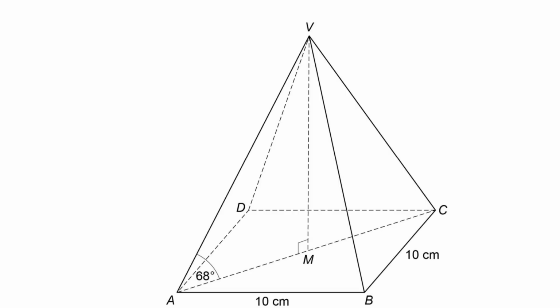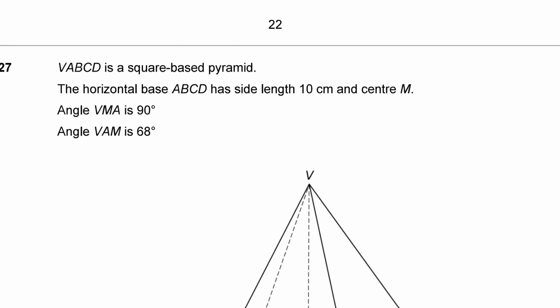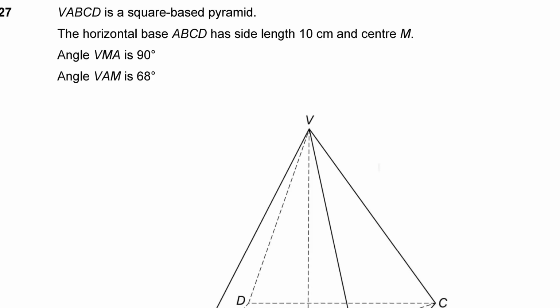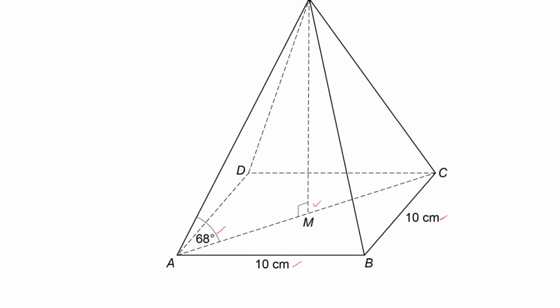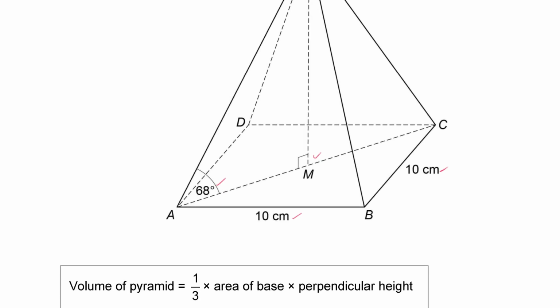We were told the 2 angles, which are marked here, at 68, and the right angle, and we were told the 2 sides, and we were told the shapes. There's nothing else in the written part there that we need to add to the diagram, but it's definitely always worth checking, because it isn't always the case. We've been handily given the volume of a pyramid formula. It's a third of the area of the base times the perpendicular height.